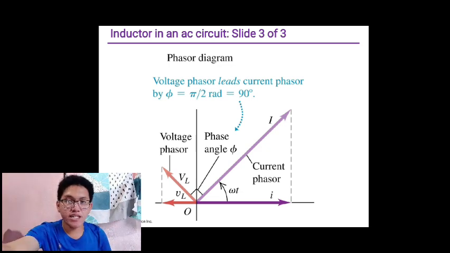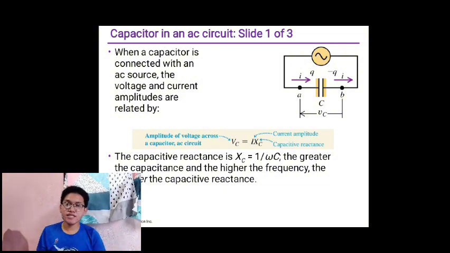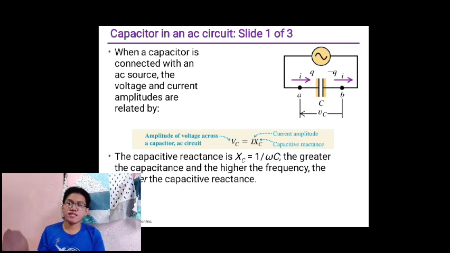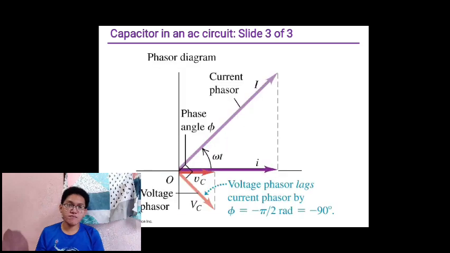And also for the capacitor in an AC circuit, the current leads the voltage by 90 degrees. It also has a capacitive reactance, which is equal to 1 over omega C, the angular frequency times the capacitance.